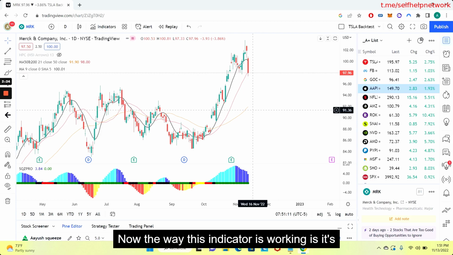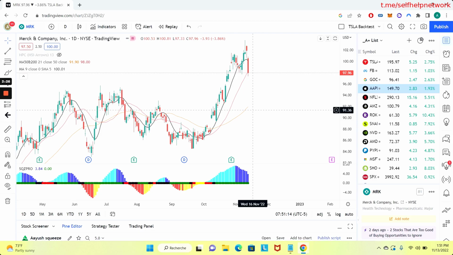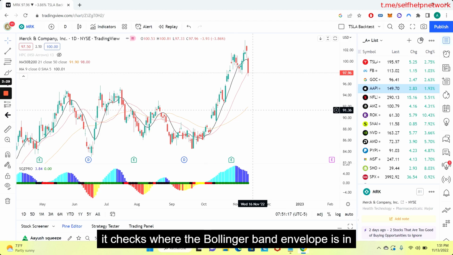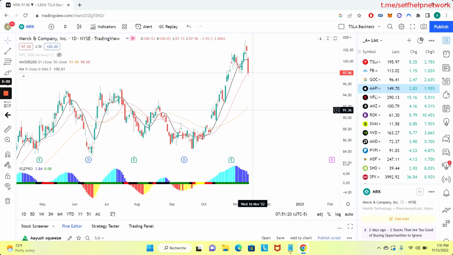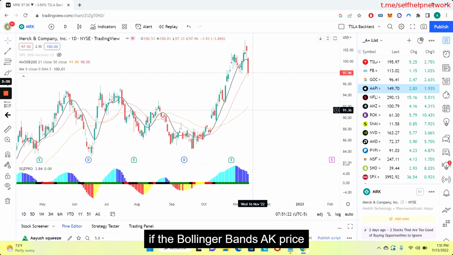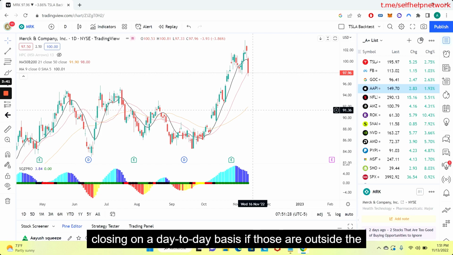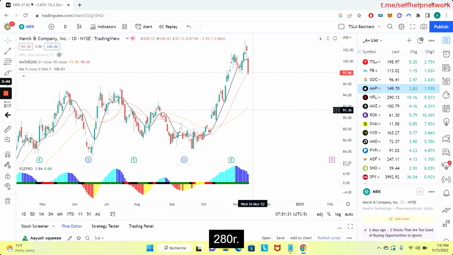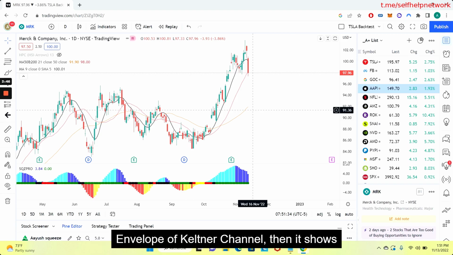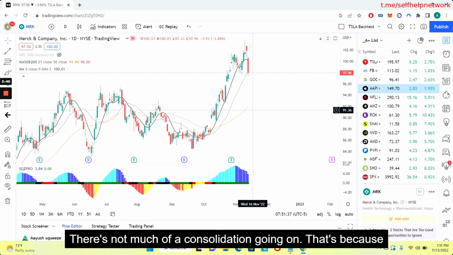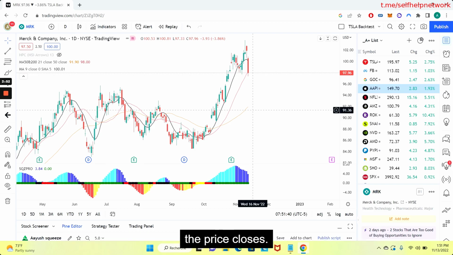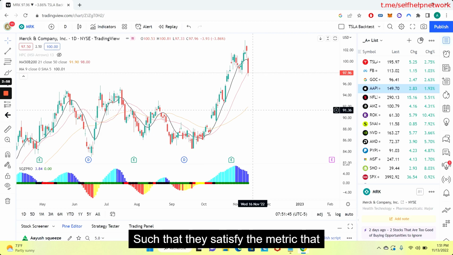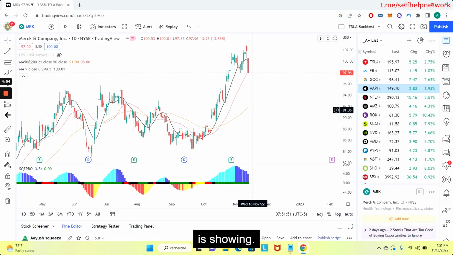Now, the way this indicator works is it checks where the Bollinger Band envelope is in comparison to the Keltner channel. If the Bollinger Bands, the bands based on where price is closing on a day-to-day basis, are outside the 2 ATR envelope of Keltner channel, then it shows that there's not much of a consolidation going on. That's because the price closes are far enough apart that they satisfy the range that the price is showing.